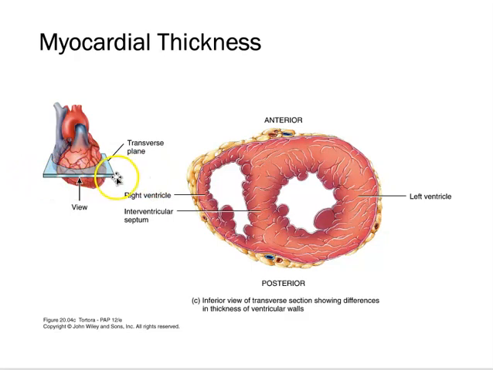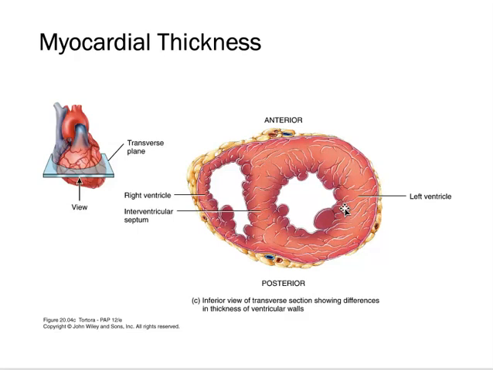If we take a section of the heart in a transverse plane, what we'll see is that the walls of the left ventricle are much, much, much thicker than the right ventricle. Now, if you think about this, this makes a lot of sense. The right ventricle is pumping blood to the lungs. The left ventricle is pumping blood to the body.